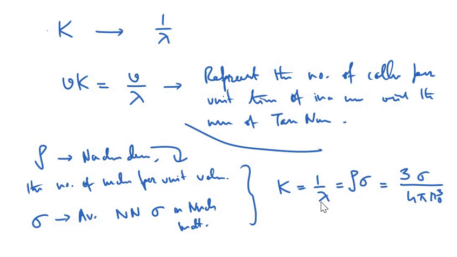How? Because remember the fact that rho is equal to basically A by V, and the nuclear radius R is r0 A to the power 1/3. Okay, so this is the expression for K.